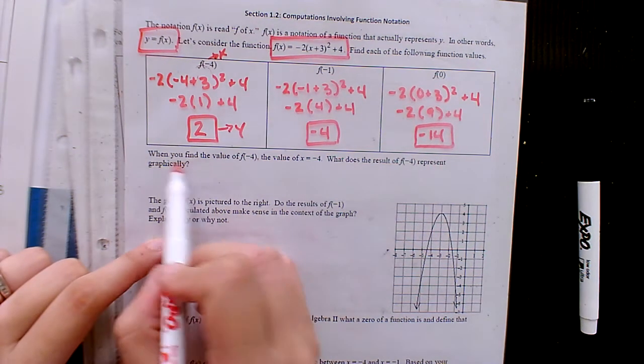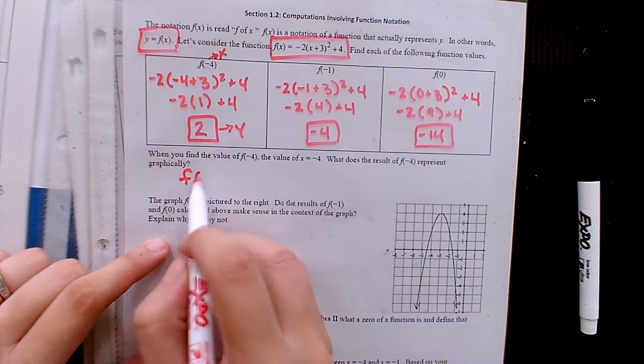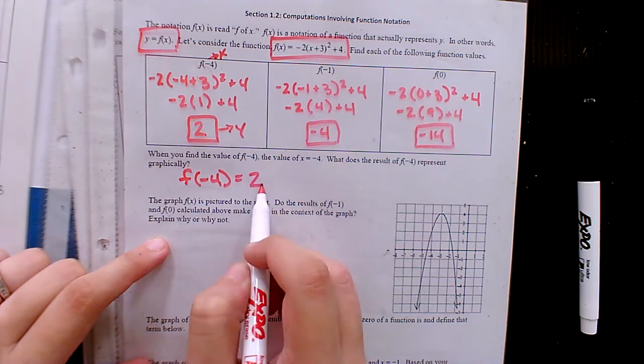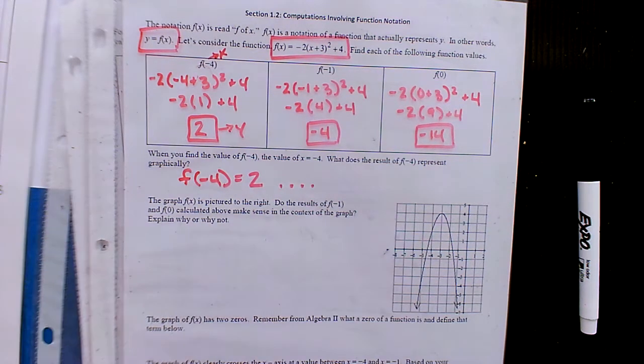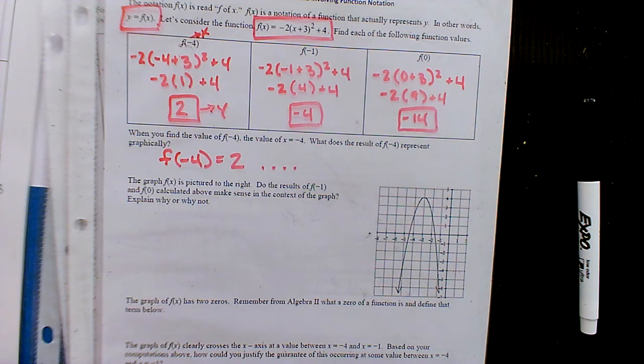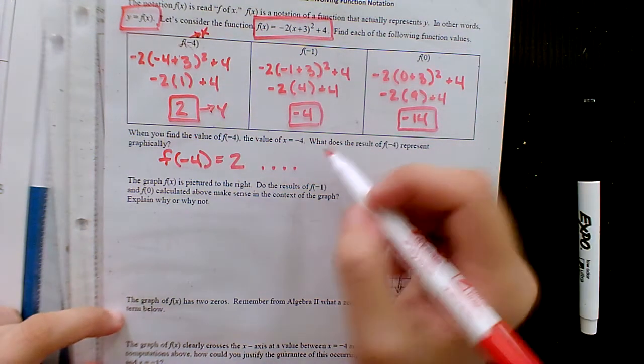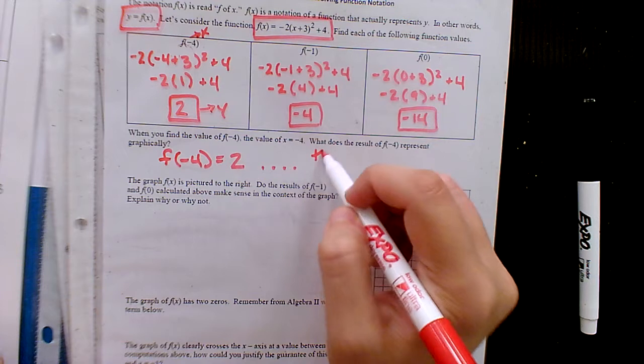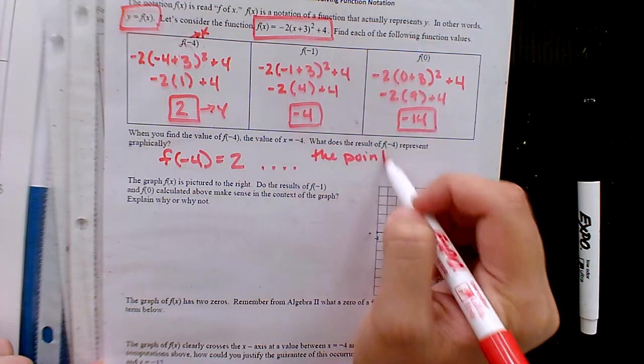So take a look at this one. When you found the value of f of negative 4, we said that was 2. Okay, f of negative 4 equals 2. What does that mathematical notation tell us about the graph of the function? What do you think, Blair? It's going to be a point there. It's a point. What is the point? Minus 4, 2. There we go.